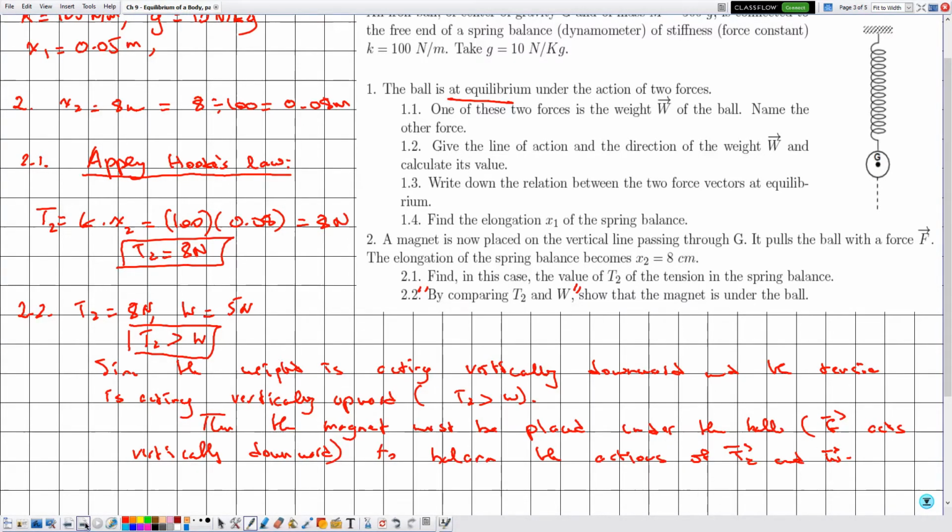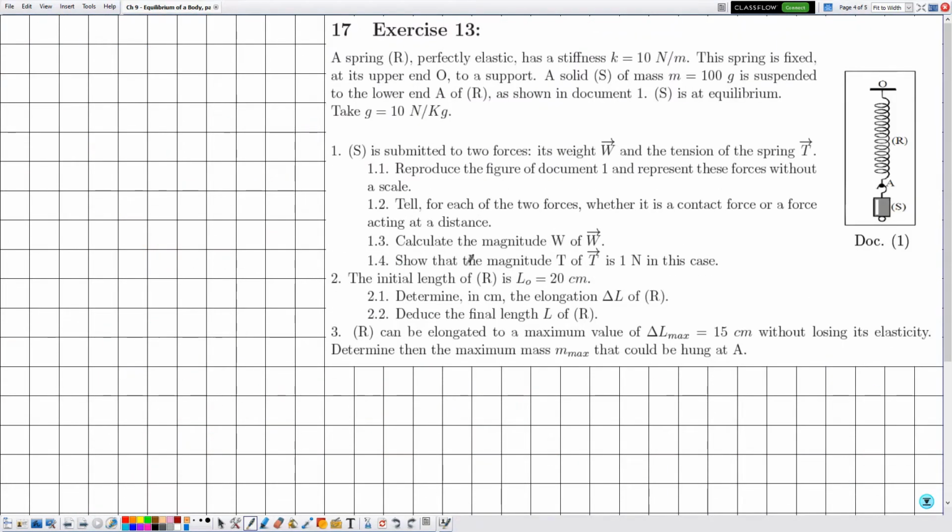So this is it for this exercise, and let's go to the final exercise for this part, which is exercise number 13. A spring, perfectly elastic, and whenever we say perfectly elastic, it means that we can apply Hooke's law, has a stiffness of K equal to 10 newtons per meter. So we know the value of K, and its upper end O is attached to a support. A solid S of mass m equal to 100 grams, then we know that in order to convert from grams to kilograms, we need to divide by 1000, is suspended from the lower end A of the spring, as shown in document 1. S is at equilibrium. Take g equal to 10 newtons per kilogram, which means that we are performing this experiment on the surface of the Earth.